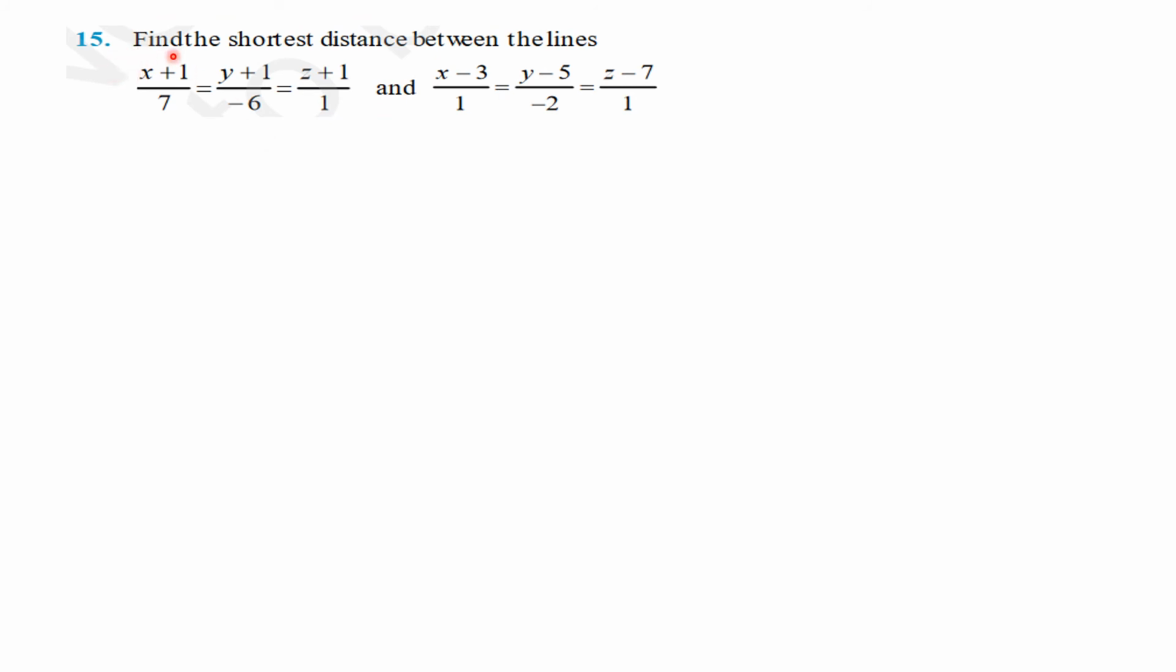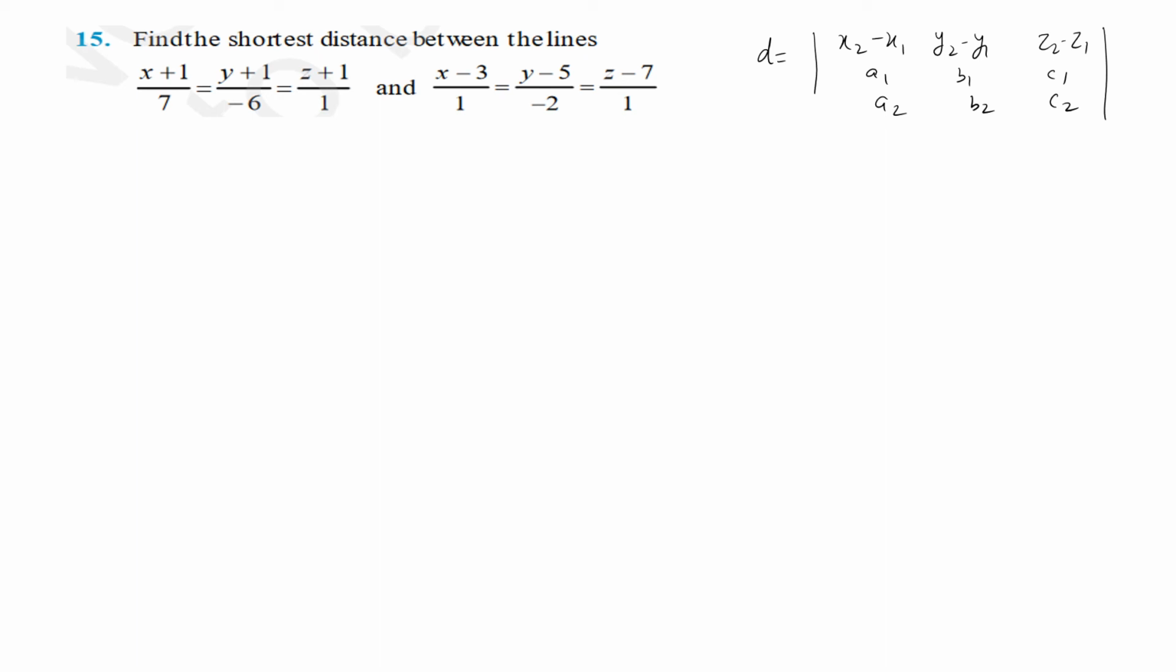Question number 15: find the shortest distance between the lines. So this is your Cartesian form, right? Now, if it is not asked that you should go for Cartesian form, using vector form is quite convenient, but you should know how to apply this Cartesian formula also. So let us check out the formula for Cartesian form, that is determinant x2 minus x1, y2 minus y1, z2 minus z1, a1, b1, c1, a2, b2, c2.